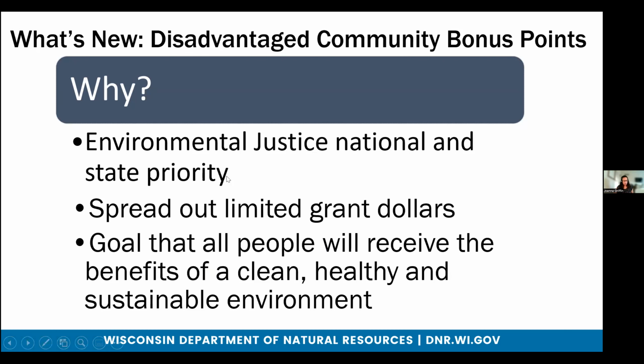The other thing we changed is we added a section for disadvantaged community bonus points. So environmental justice is a national and state priority, and the Watershed Management Bureau has an opportunity to incorporate environmental justice into the TRIM grant program by providing bonus points to applicants if the community affected by the grant project is disadvantaged and if the project benefits this community. So ideally, this will spread out the limited grant project dollars and work toward a goal that all people receive the benefits of a clean, healthy, and sustainable environment, regardless of race, national origin, or income.